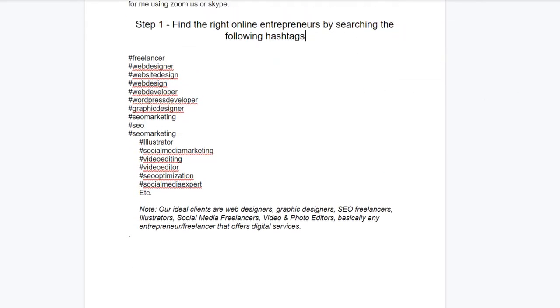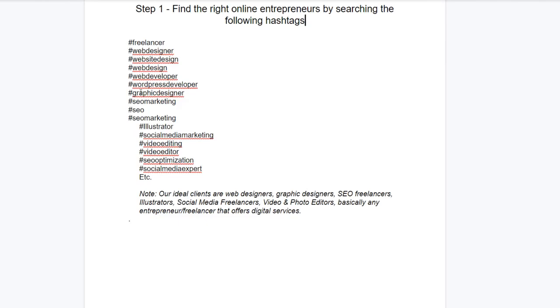For example, if you help people with, in this case, let's take this example. So this example was web designers, and freelancers, and people that basically offer digital services. Okay, so those are some hashtags that you can use. Let's say we take web designers in this example.